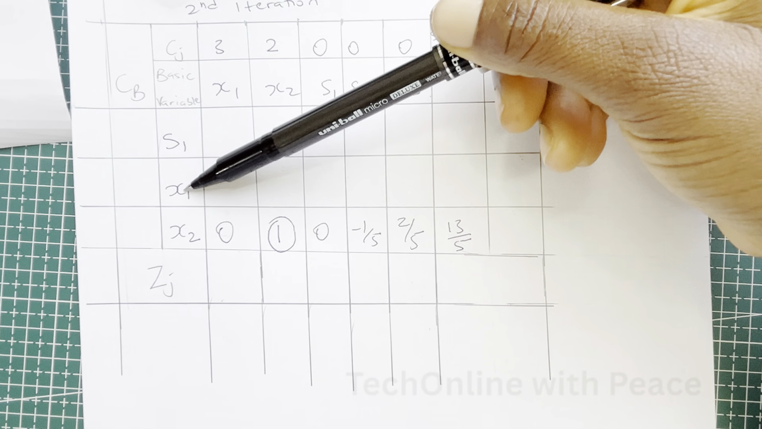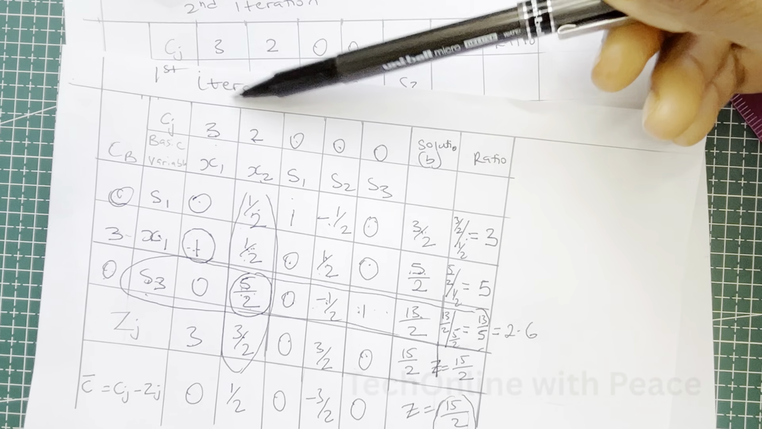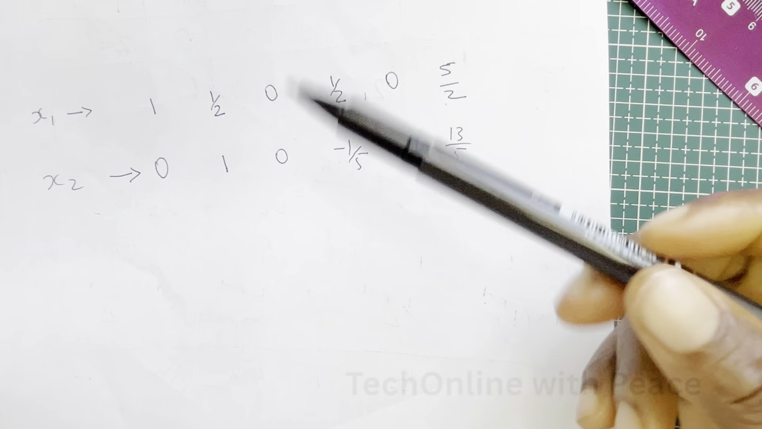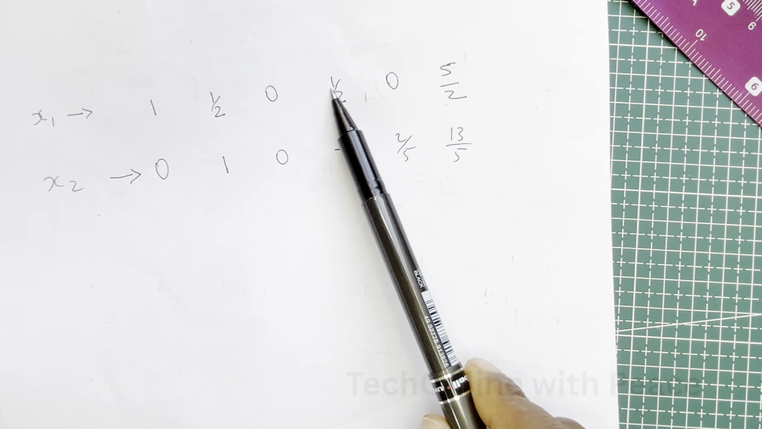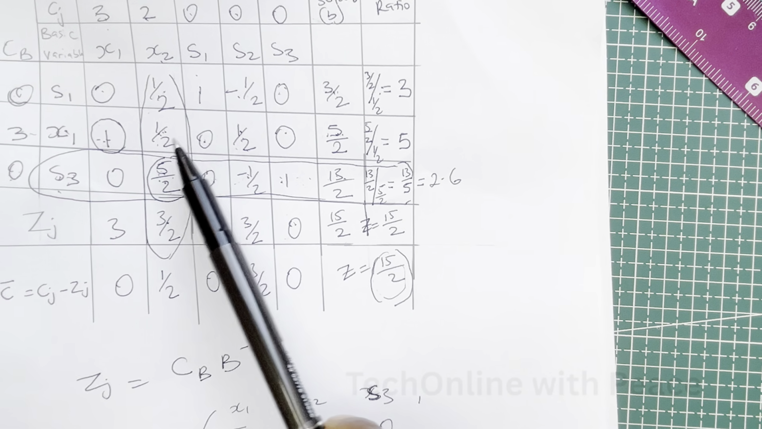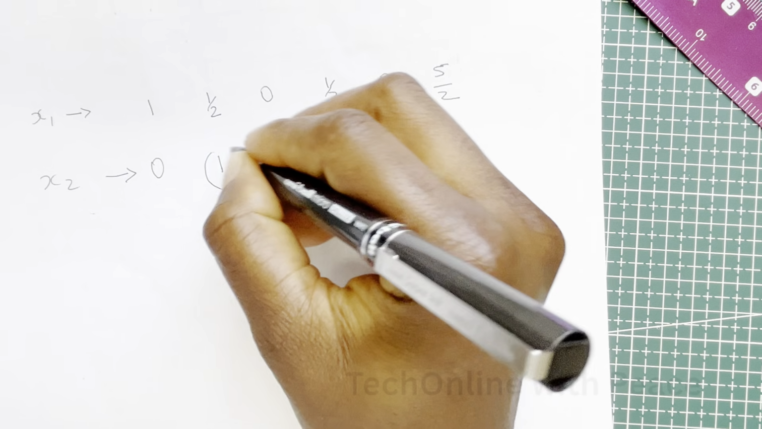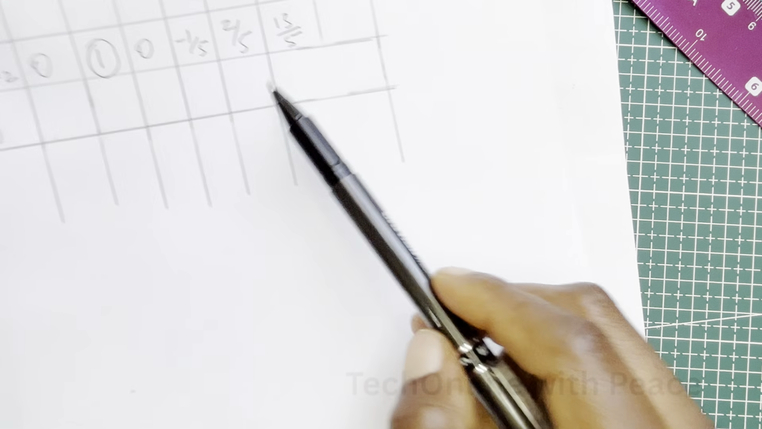Let's do for x1 this. So we are going to write the old table from our first iteration we did. We are going to write the values here, for x1. I've written them out. We have 1, 1/2, 0, 1/2, 0, and 5/2 for x1, which is the same thing. For x2 here, remember this is our key elements, which is from here. We have 0, 1, 0, minus 1/2, 2/5, and 13/2.